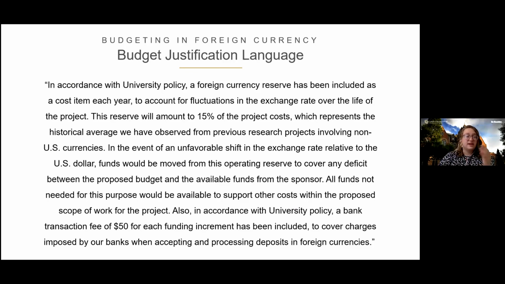So this covers, this is a university policy. It's 15% for this reason. The money is available to the project. And then those bank exchange fees of $50, either monthly, quarterly, annually, whatever it may be. So that is the quick explanation of how we prepare our budgets in foreign currency.